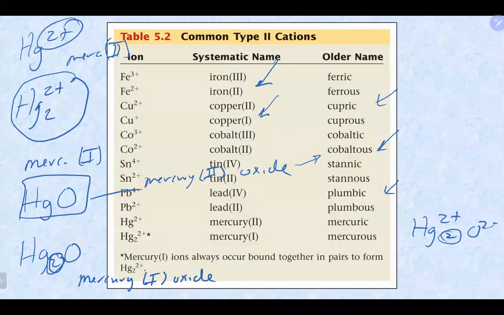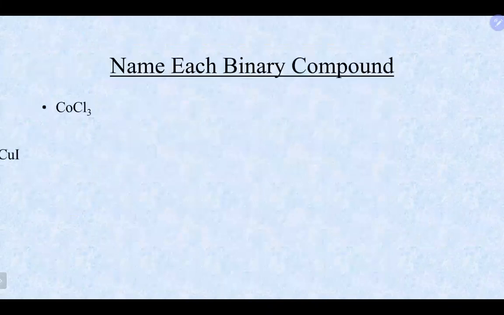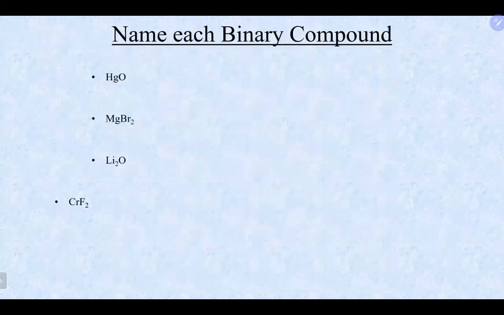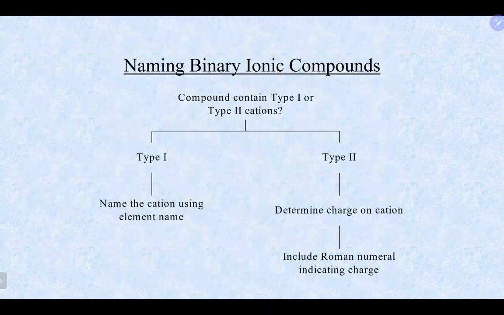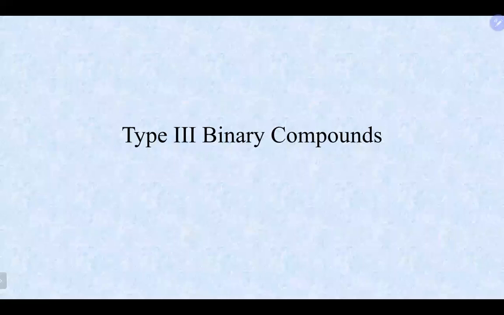All right, so that should catch us up here. So we talked about that. We did some examples. We'll roll through here. All right, so then let's get to the next type of naming. And this is a decision tree between type 1 and type 2, and again, it is really based off of that metal. Let's then talk about type 3 compounds.